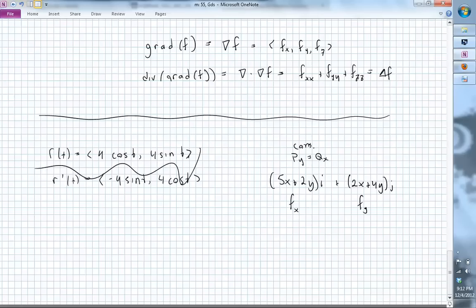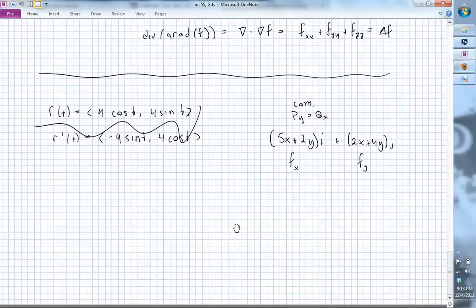Okay, back to this. When you identify this as conservative, so you do this test, p sub y is 2, q sub x is 2, yay, it's conservative, then you immediately say, oh, well, this must be f sub x and this must be f sub y, and you go through that process of finding f. I've seen some variations on this process that may be a little unsafe. This is the process that you should follow.